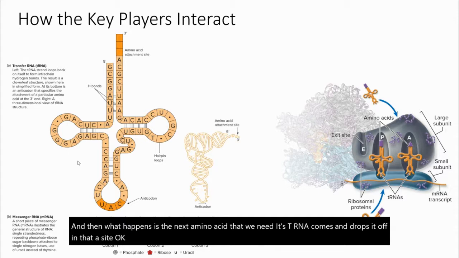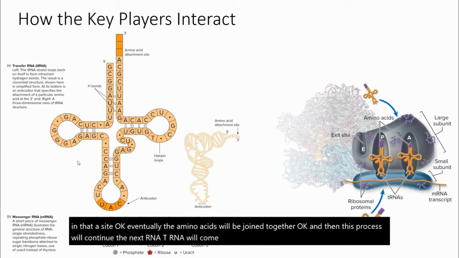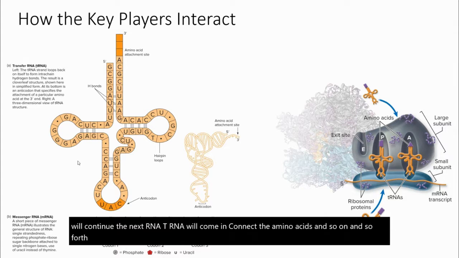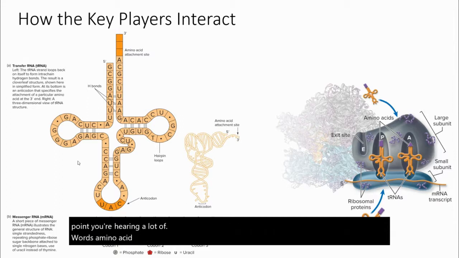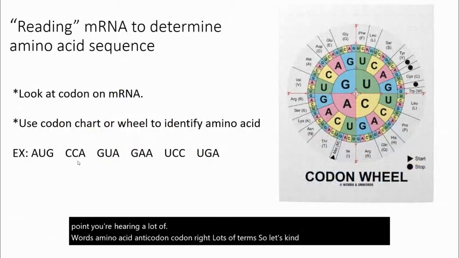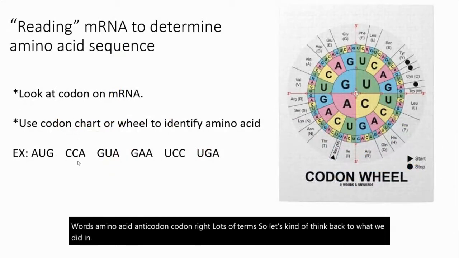Eventually, the amino acids will be joined together, okay? And then this process will continue. The next tRNA will come in, connect the amino acids, and so on and so forth, okay? And I'll show you more details of that process in a couple of slides, okay? So at this point, you're hearing a lot of words: amino acid, anticodon, codon, right? Lots of terms. So let's kind of think back to what we did in the overview video.